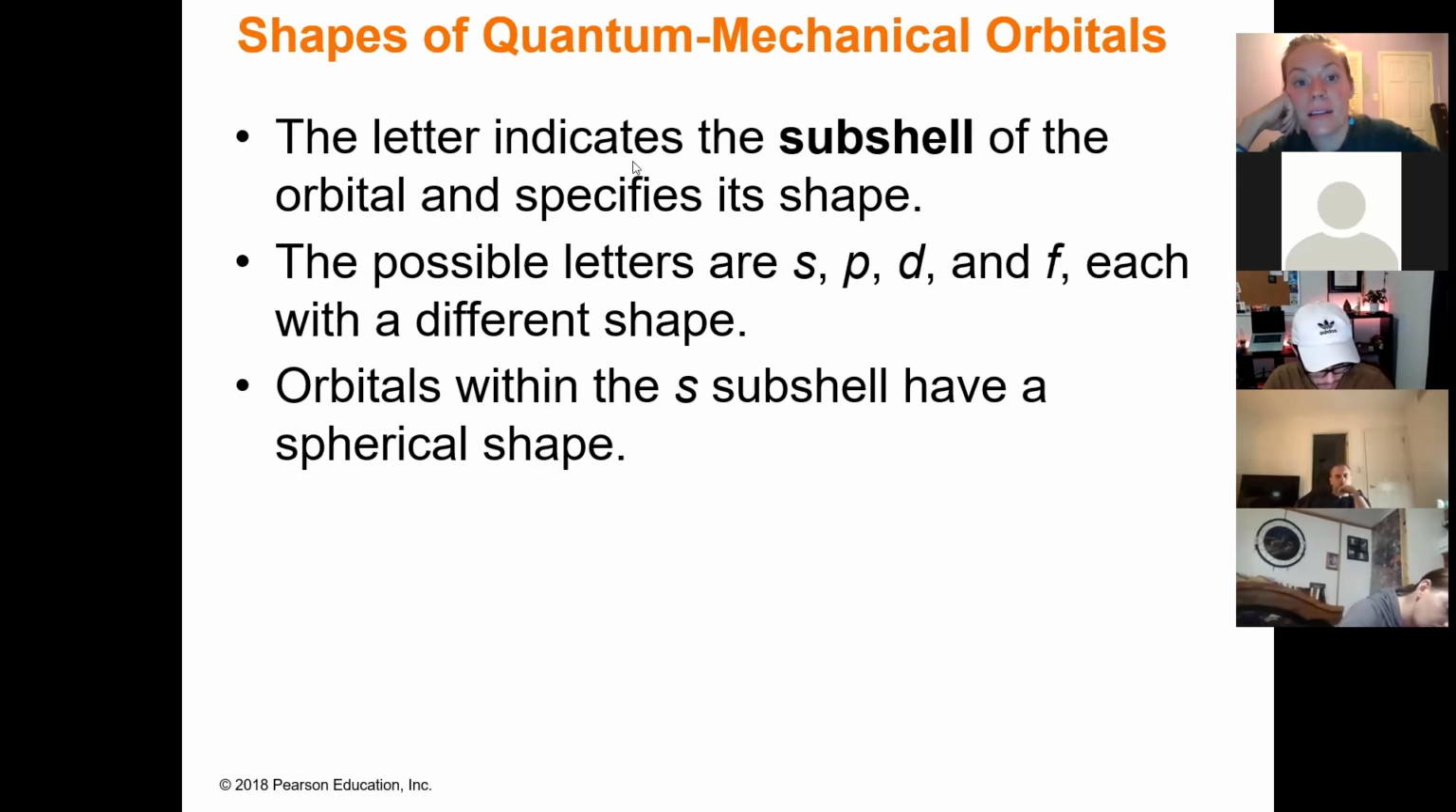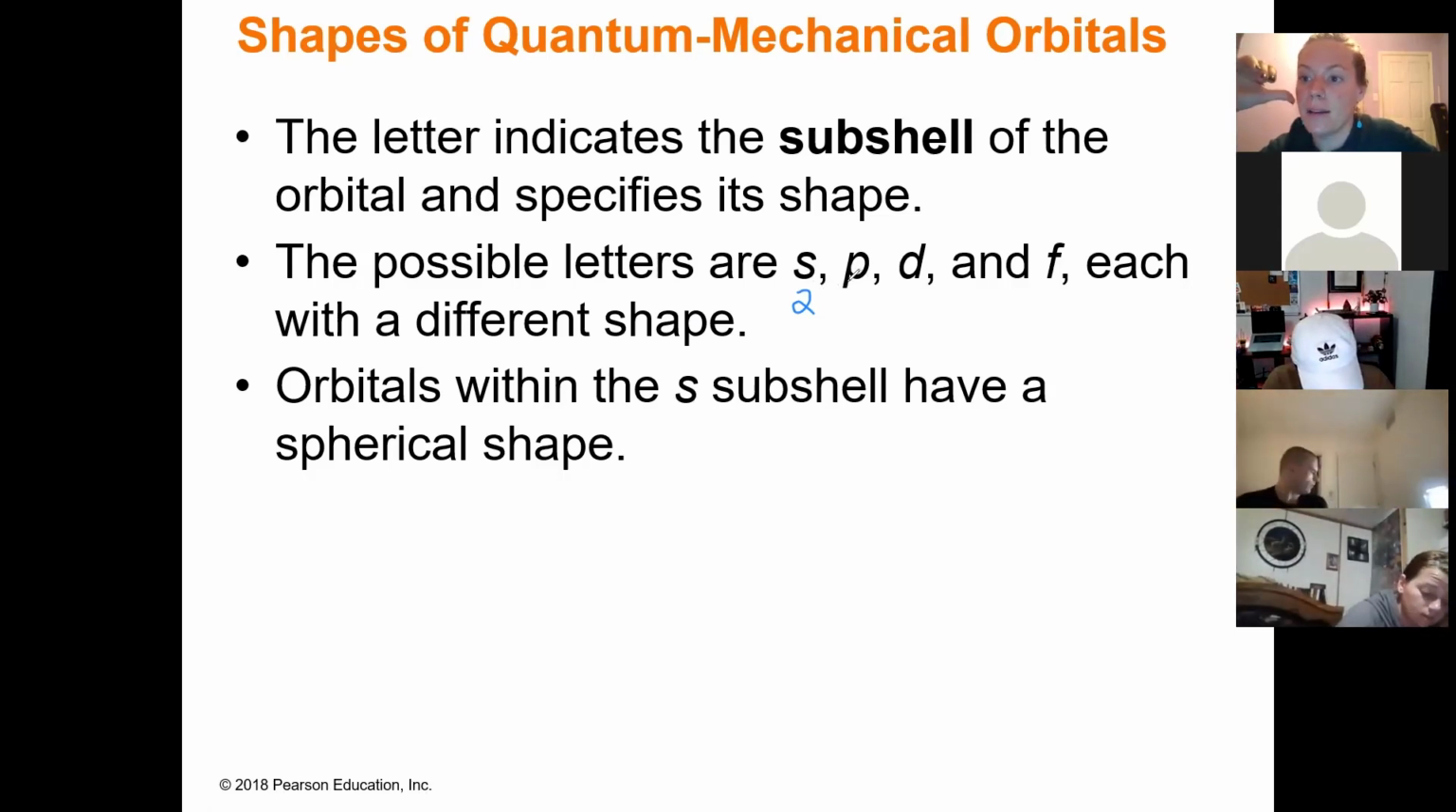So the s is a sphere, and it can hold a maximum of 2 electrons. The p orbital makes what's called a dumbbell shape in 3-dimensional space. So there's an x dumbbell, a y dumbbell, and a z dumbbell. p's can hold a maximum of 6 electrons. So if, let's say, I had 4 electrons, I could put 2 of them in the s, but then the other 2 have to spill over into the p, because the s can only hold a maximum of 2.